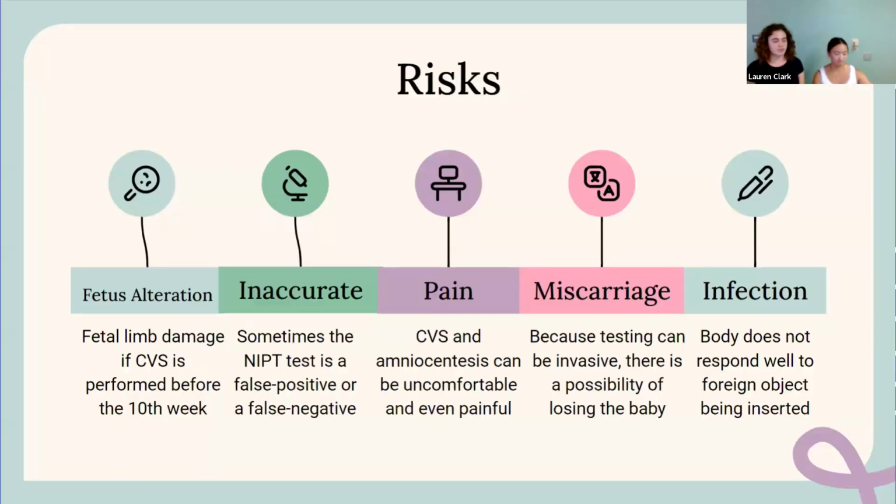Yeah. So the risks of such genetic testing could be fetus alteration, which could result in fetal limb damage if the CVS is performed before the 10th week. And you could also have inaccurate results. Sometimes the NIPT test gives a false positive or a false negative, which is unfortunate. And there is just a large amount of pain in this process. Both are, as I said, a large needle into the uterus, which is uncomfortable for the mother.